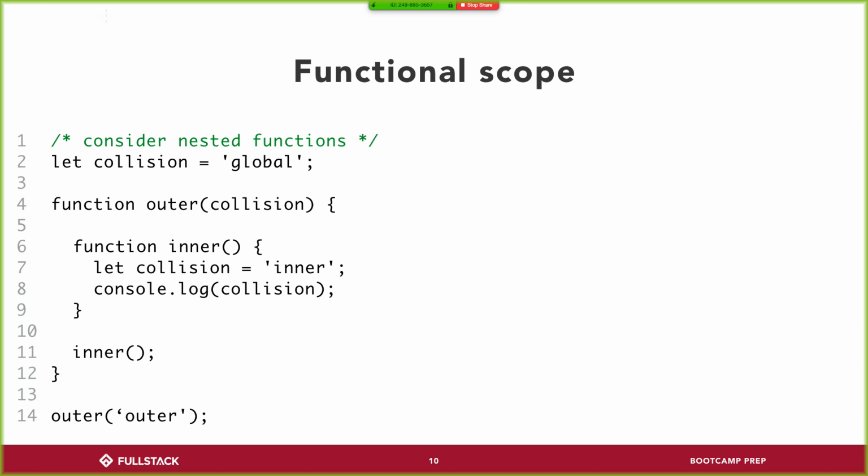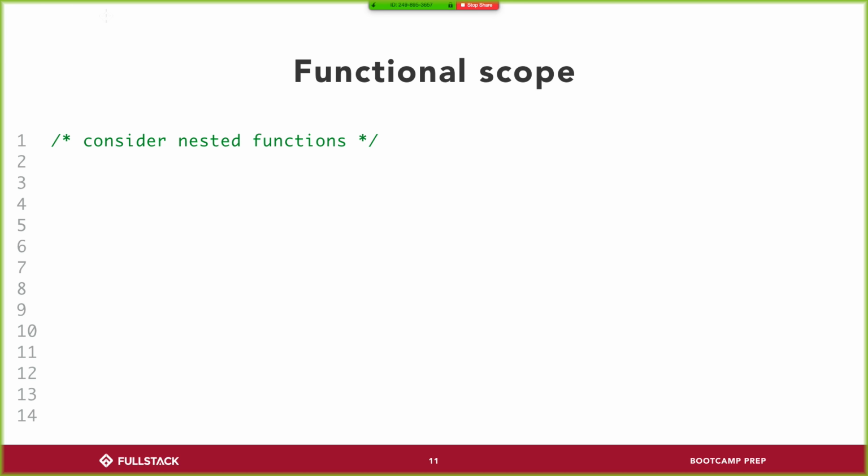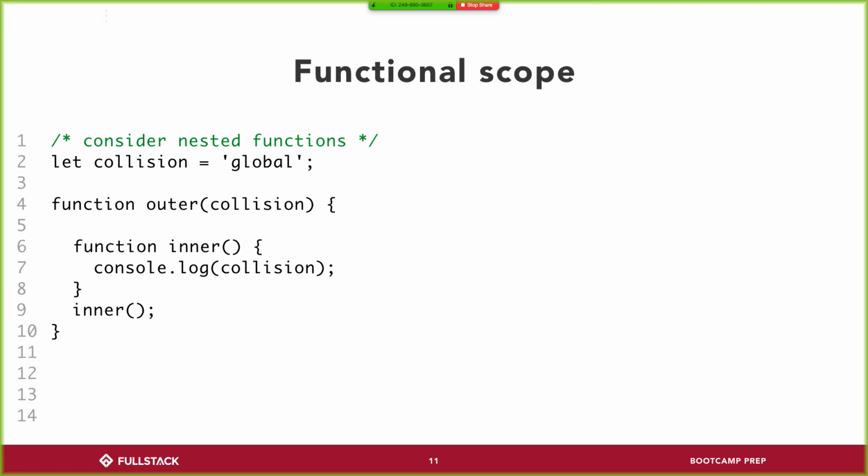Let's see. This can get pretty harrowing, but how about in this case? What would this log? Any guesses? It would be outer. It would be global if we didn't have the parameter on line 4.